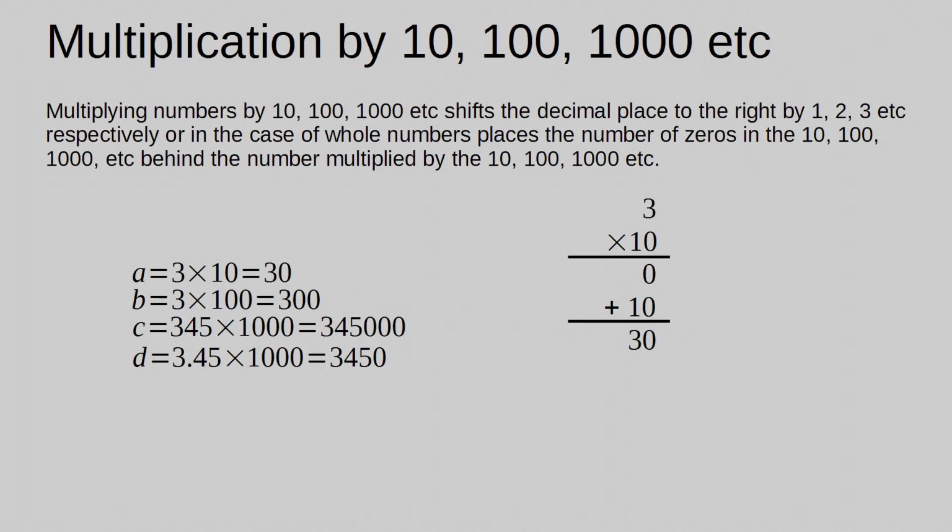Multiplication by tens, hundreds, etc. can be done in the same process as shown before, but it's much quicker to move the decimal point or add zeros behind the number. So for example, 3 times 10 will be 30, so I place as many zeros behind the number which I'm multiplying as there are zeros behind the 10, 100, etc.